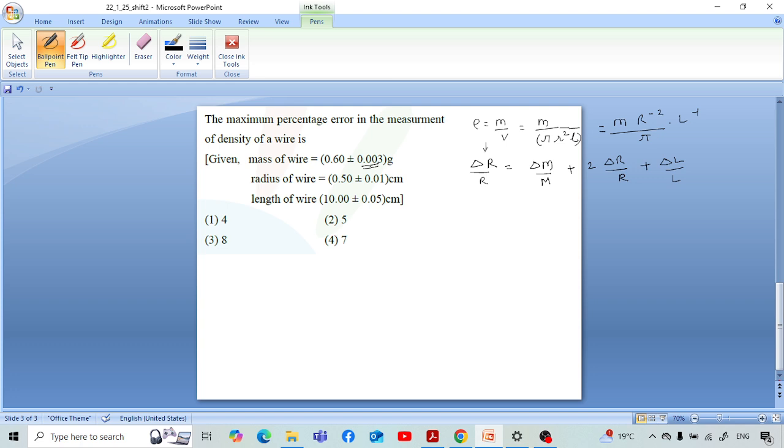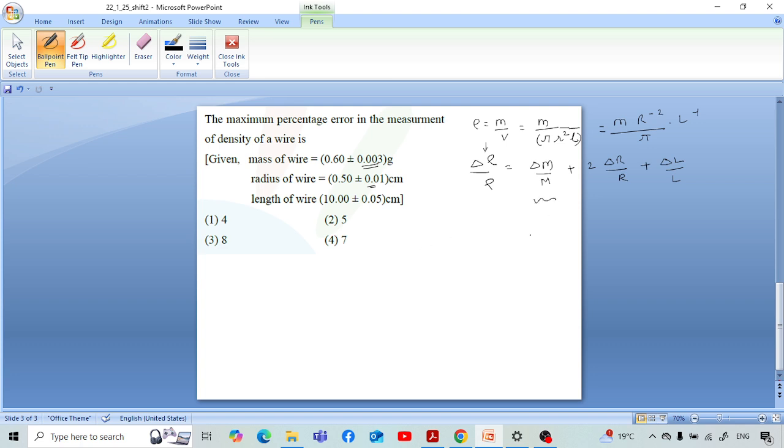Here the tolerance is given in plus minus form, on the positive side as well as the negative side, and we know that the error always increases. That's why we have to take the positive sign. The error is always positive for different variables. If there are errors in different variables in the physical quantities, we have to take their sum. So plus delta m by m plus 2 times delta r by r plus delta L by L. This is the total error in the density, delta rho upon rho.